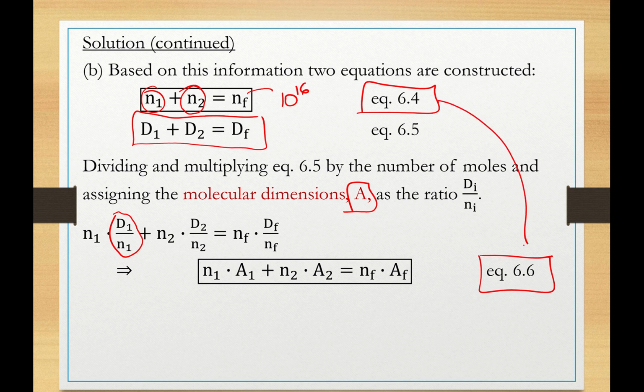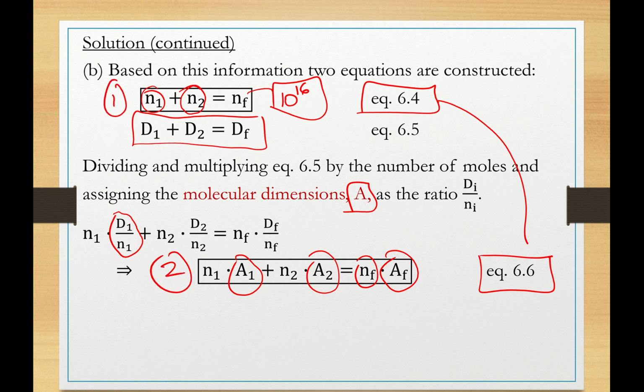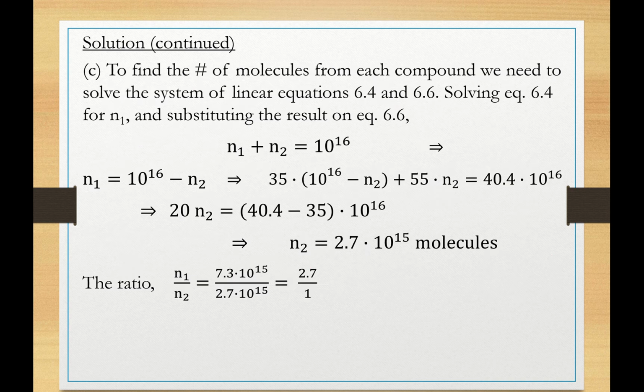I need to solve the system of these linear equations to determine N1 and N2. Remember, A1 is given, A2 is given, AF is given, and NF is given. That's 10 to the 16, right? So based on this, I have two equations, one equation here, second equation here, and I only have two unknowns. So I should be able to solve them nicely and determine the corresponding values of these two.